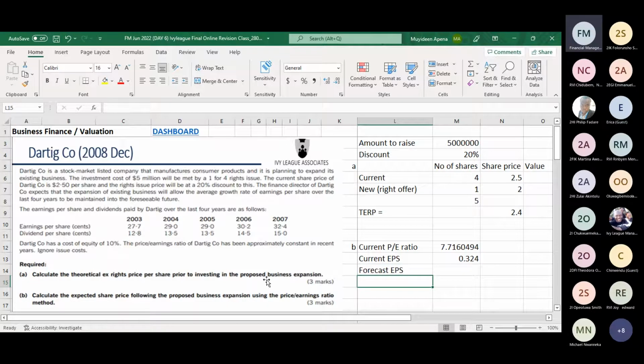Don't forget that they want to do an expansion. If they do expansion, they expect the EPS to change. Currently, EPS is 32.4 cents. So they want to invest $5 million. If Datico invests $5 million, it should have an impact on the EPS. So what do you think will be the forecast EPS?